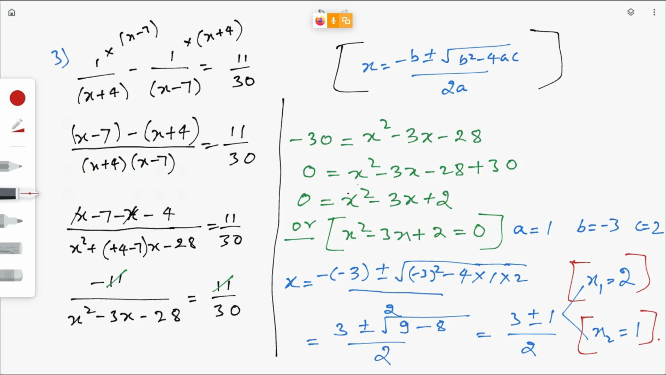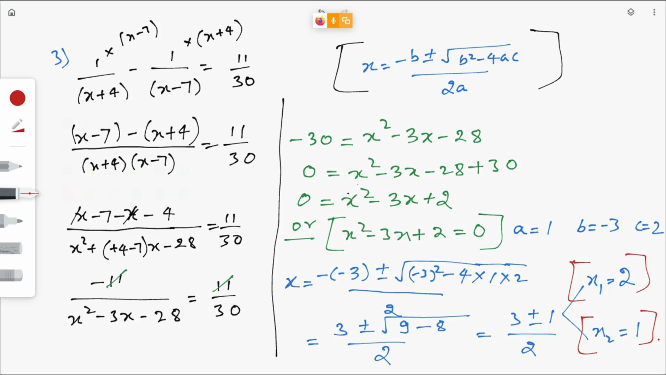Excuse me, sir. Sir, in exams, the numbers may vary, right? Like 1 by x plus 4 minus 1 by x minus 7, these numbers may vary, right? Okay, so you mean to ask whether in exams they will change the values. Yes, sir. They may change, or you will get a different question. So you may have 1 by x minus 3 plus 1 by x plus 5.